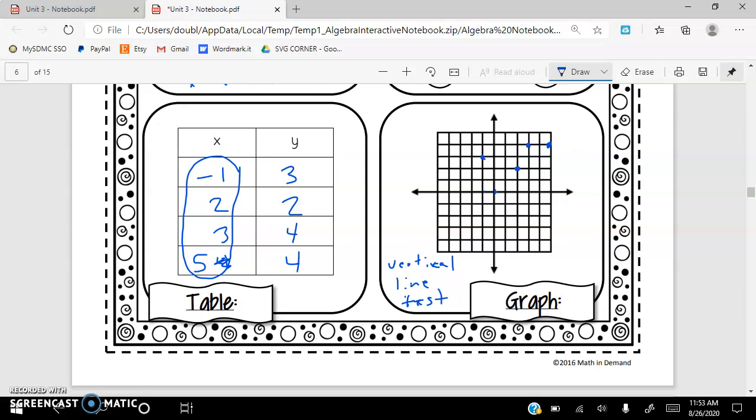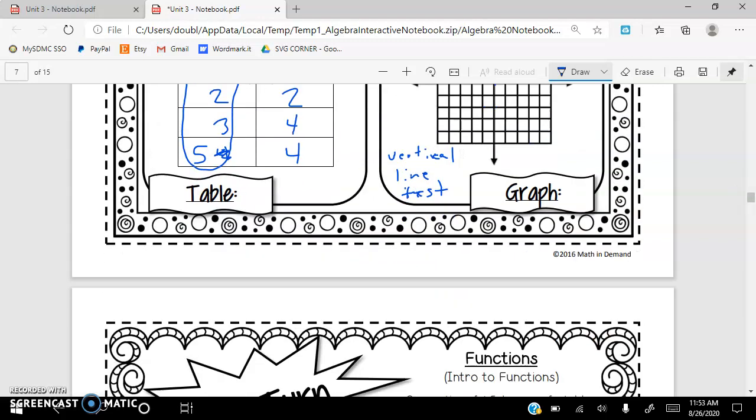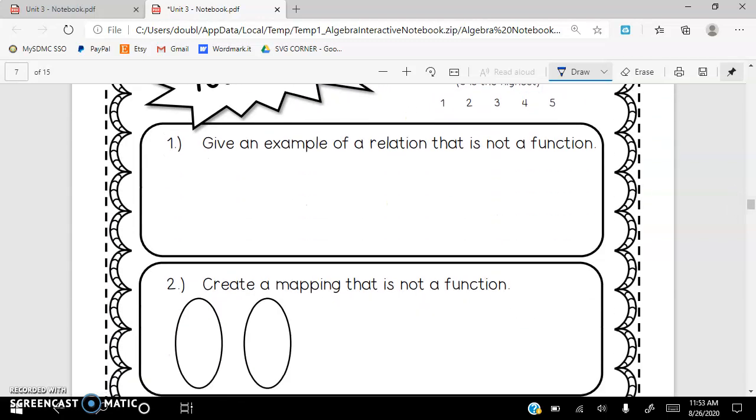Okay, so let's go over here. Let's go up to your questions. All right, so it said give an example of a relation that is not a function. So I'm going to give an example, but I want you to give a different example. Okay, so when I check this, I want to make sure you don't have the same numbers I have. So here's my example of not a function.